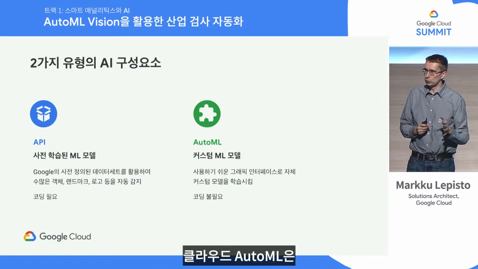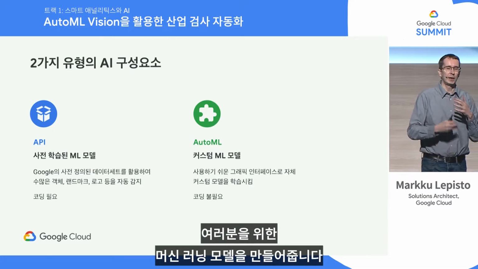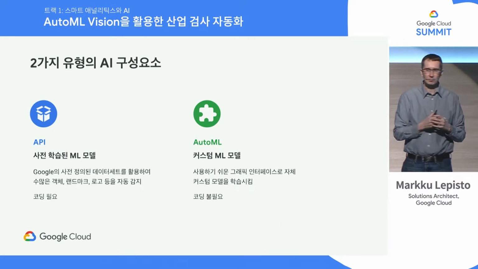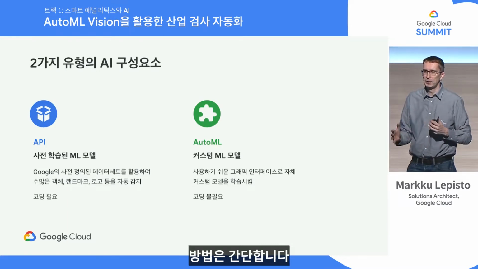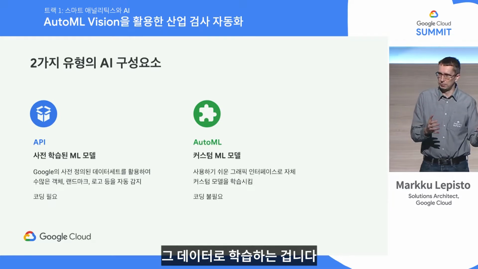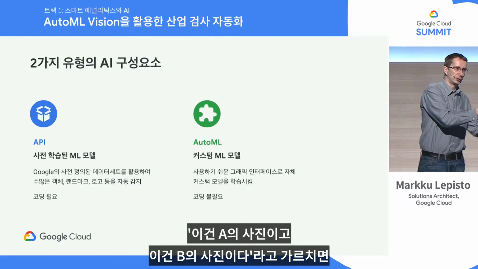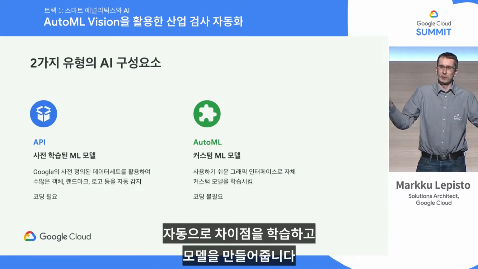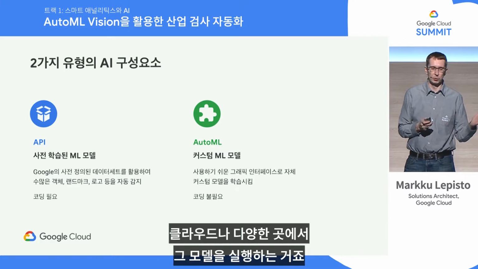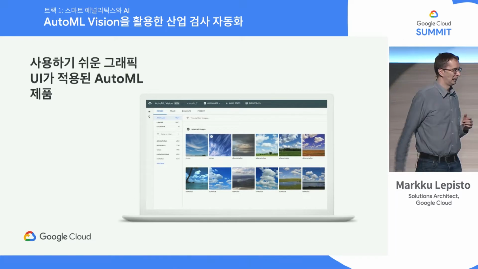So with Cloud AutoML, we literally have machine learning creating and optimizing your machine learning models for you. And the way that works is very simple. You provide it example data, and it learns from the example data. You say, these are pictures of object A, and these are pictures of object B. And it will learn the difference automatically and give you a model. And then you can run the model in the cloud or even somewhere else. We will show you soon.